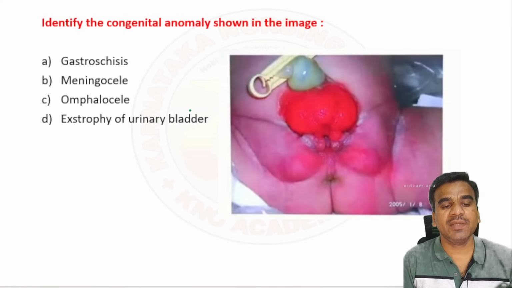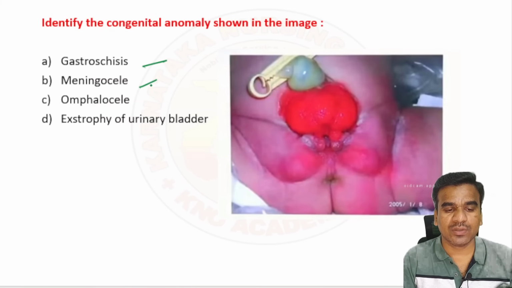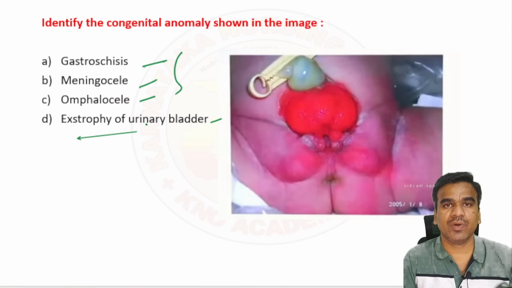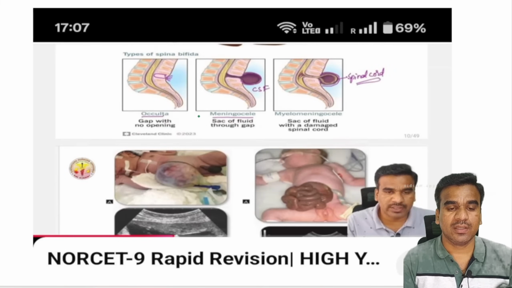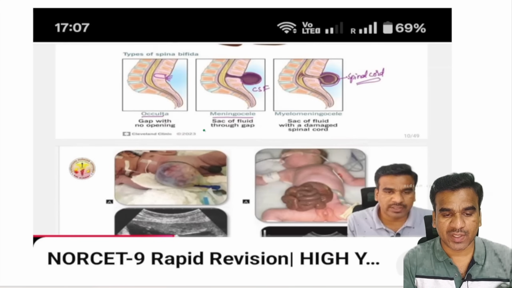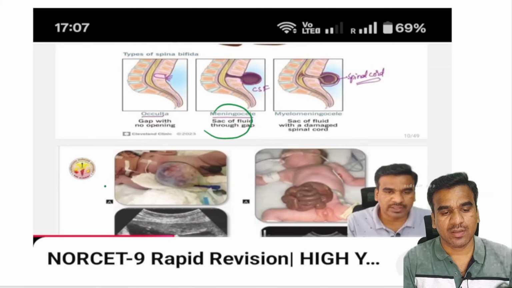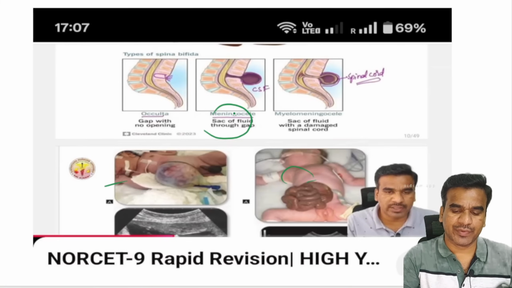Next question: identify the congenital anomaly shown in the image. Gastroschisis, meningocele, omphalocele, and exstrophy of the bladder. These three I explained on the day before the examination. This one I have not explained. If you watch that video, you will definitely go with exstrophy of the urinary bladder. Here we can see, same thing I explained. This is the meningocele. This is the omphalocele. This is the gastroschisis. Everything I have already explained in the same video.